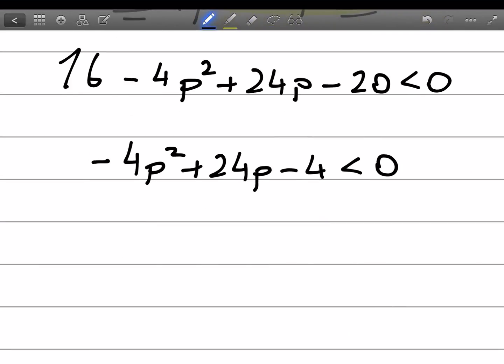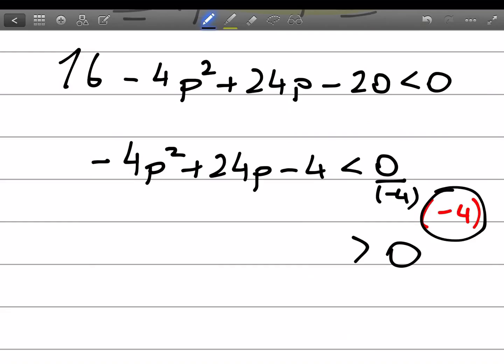We will divide this inequality by minus 4. Why? Because we want to have a positive sign in front of the term which has the highest degree. Then 0 over minus 4 is still 0, and the sign turns to greater than 0 because we divide both sides by a negative number.